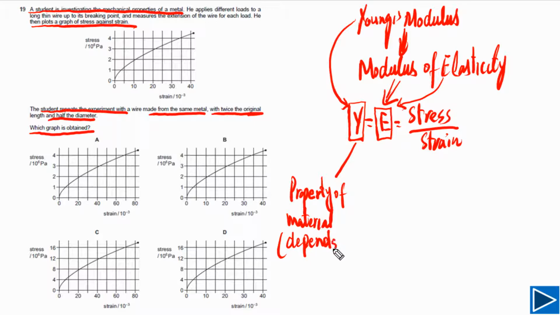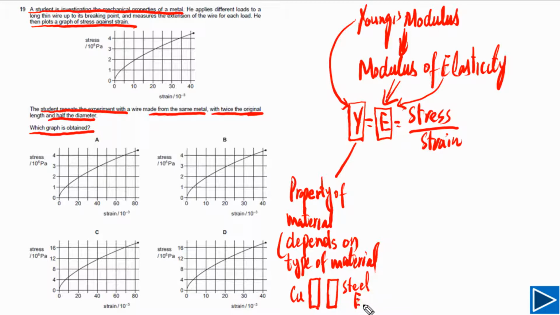We will go to that point later. It depends on type of material. It simply means that let's say we have one wire, this is made of copper, and let's say we have another wire and the second wire also has the same dimensions, but this wire is made of steel. So the Young's modulus of copper wire in this case will not be equal to Young's modulus of steel because these are two different materials.